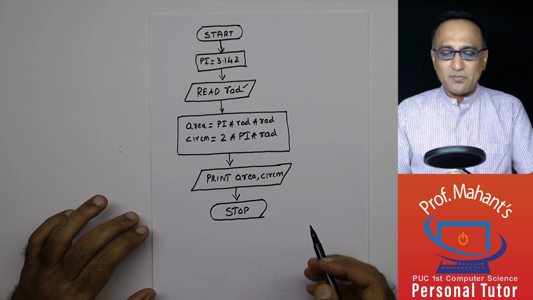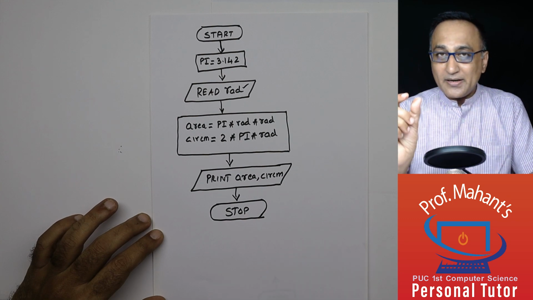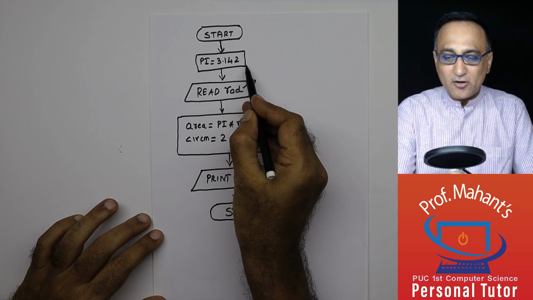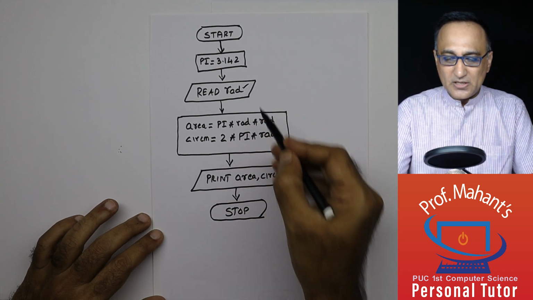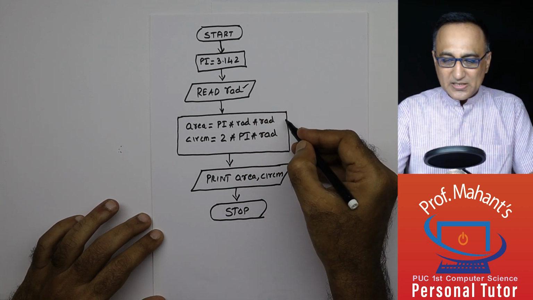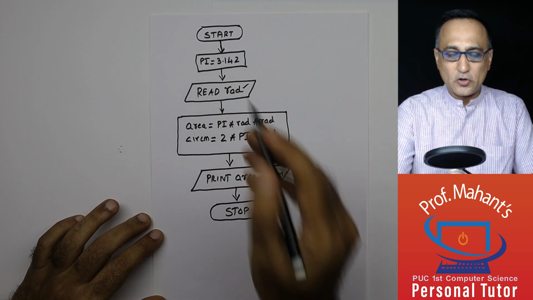Look at the different symbols used. Since I am giving an initial value, I am not reading or writing. I need to use the rectangle or the process symbol. Since I am trying to read and display, I am using the parallelogram. Since I am doing some calculation, I need to use a rectangle, and finally the start and the stop symbol.